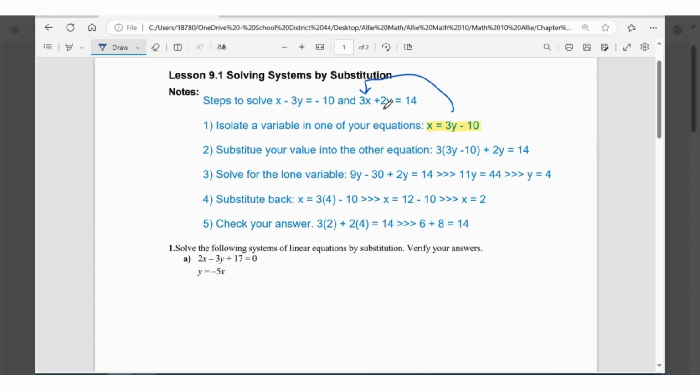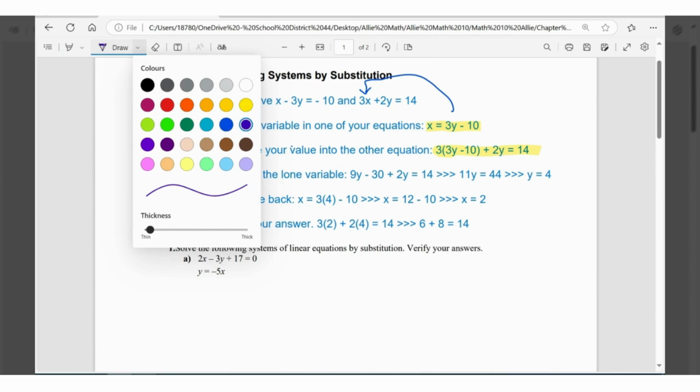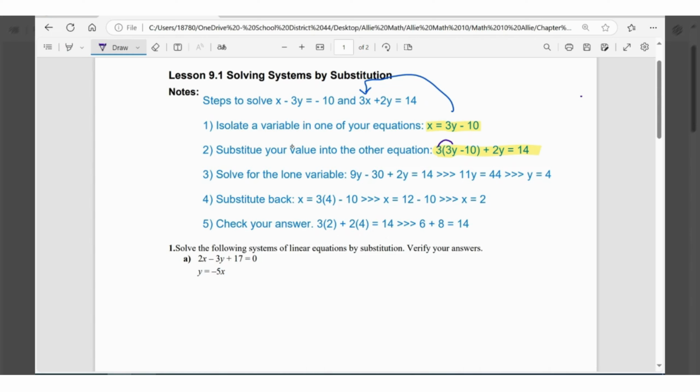So now we have 3 times (3y subtract 10). We're saying this x is equal to that, and so we substitute it. That's our substitution step. Then our next step would be to distribute this inside. So we're going to go 3 times 3y and 3 times negative 10. So 3 times 3y is 9y, 3 times negative 10 is negative 30, and then we just have the rest of our equation as it is. That just ports straight over.